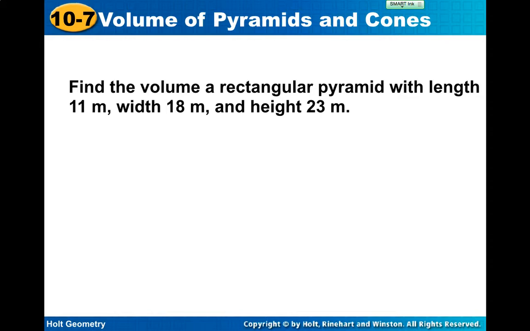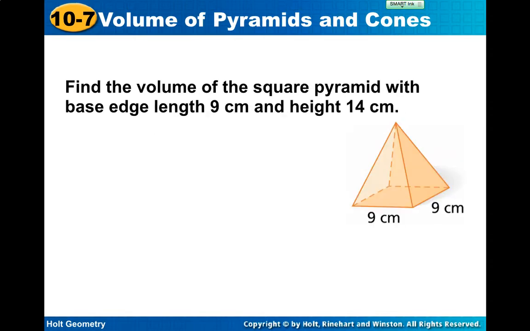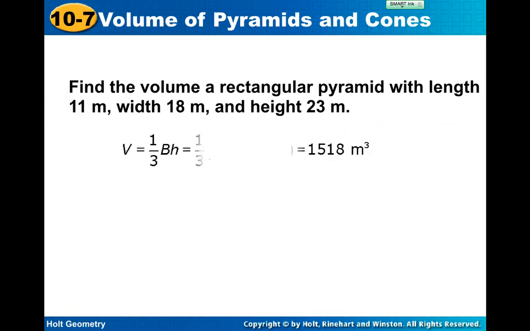You could take 1/3 of it or divide by 3. So you'll probably have a lot of maybe repeating decimals, which you could do a fraction of like 1/3. This one looks like it comes out nice. 1,518 cubic meters. Question how I got that? Okay, if not, let's try another one.